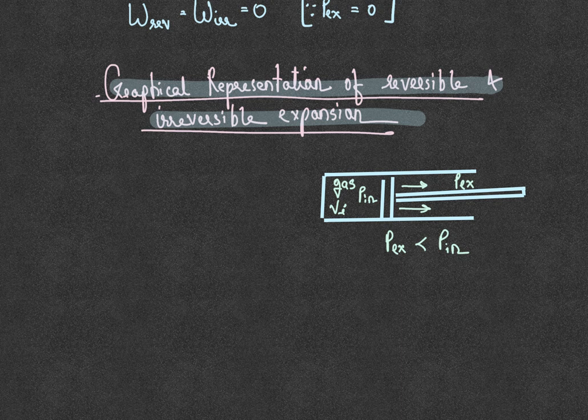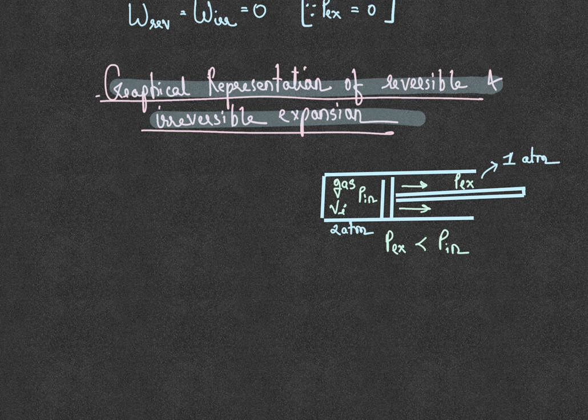Now, let's talk in terms of some values. Suppose the pressure inside is, let's say, 2 atm. For irreversible expansion, single stage expansion, the pressure outside could be maybe 1 atm. So in a single go, the volume will get doubled for the gas and the pressure will become half, 1 atm, and that's it.